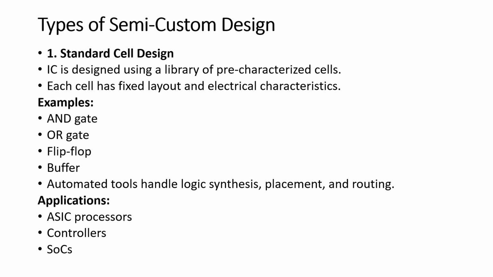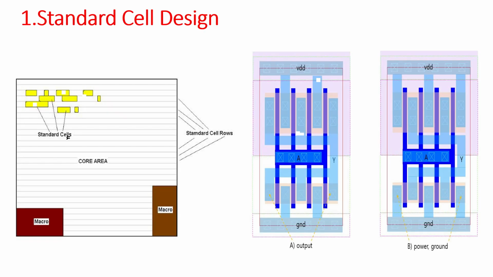Types of semi-custom design. The first one is standard cell design. Standard cell design uses a library of pre-characterized cells. Each cell has a fixed layout and electrical characteristics. Examples of standard cells are AND, OR and flip-flop. The applications of standard cells are ASICs, processors, controllers and SoCs. This is a standard cell design picture. This is the output.